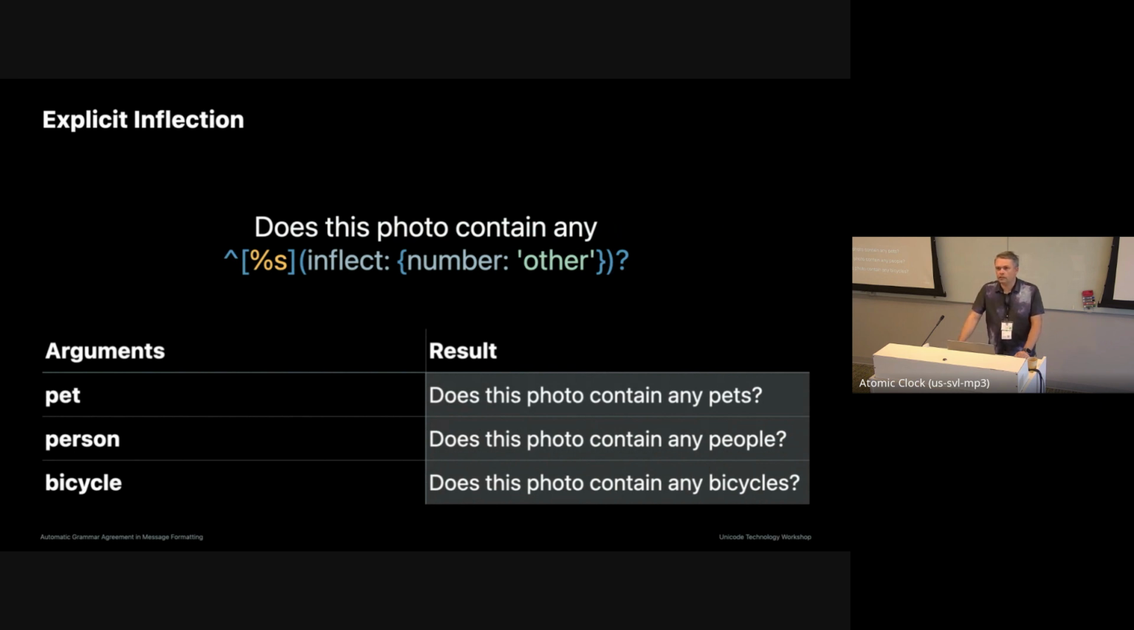In this scenario, I can ask if the argument is pets, get it. Does this photo contain any pets? Same with person. Does this photo contain any people? Bicycle. Does this photo contain any bicycles? So that message can provide 3 of those results. And I can use pretty much any user vocabulary as necessary.